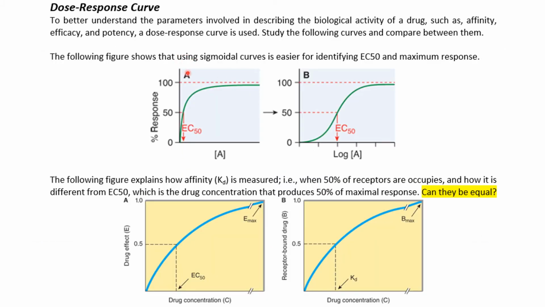In order to understand the parameters we talked about that are involved in the biological activity, such as affinity, efficacy, and potency, it's better to compare between drugs and look at what's called a dose response curve. So let's look at these curves. First of all, let me explain what the dose response curve is. If you have the drug dose on the x-axis and the response on the y-axis, you will have a curve like that, which says that as the drug concentration increases, the response increases.